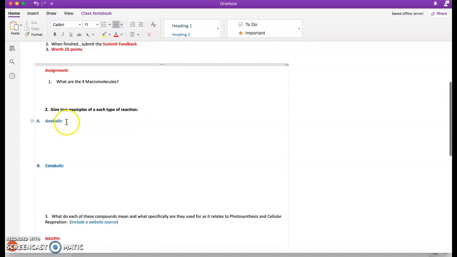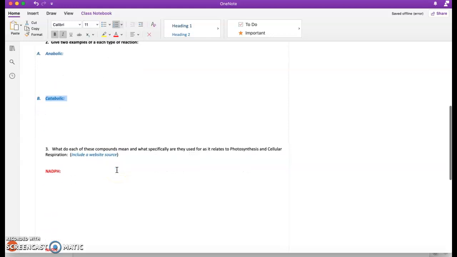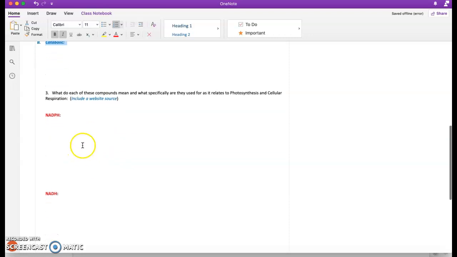You will need to define the following terms, anabolic and catabolic, according to the definition provided in your notes. I want the definition from notes. Don't just go do an internet search and give me any definition. Let's be specific.